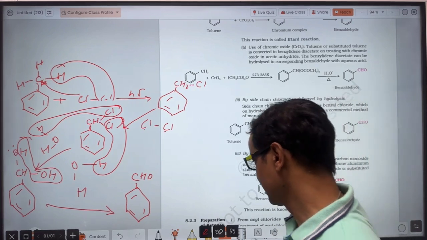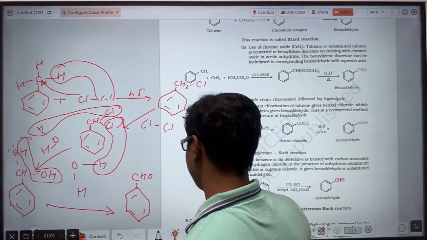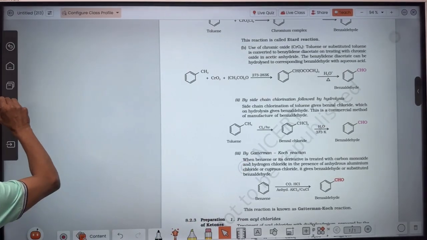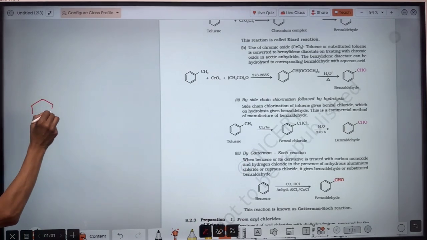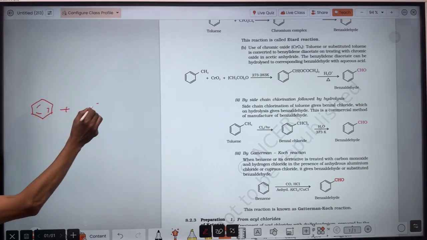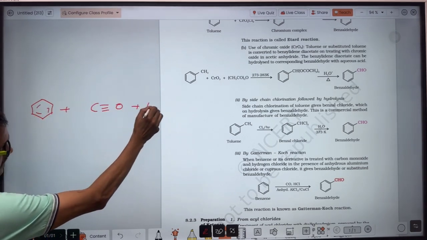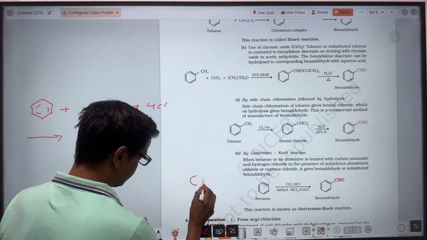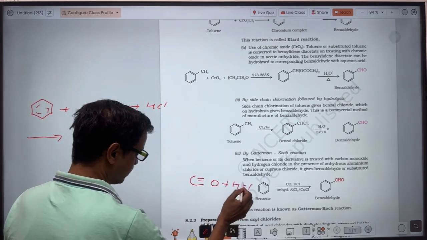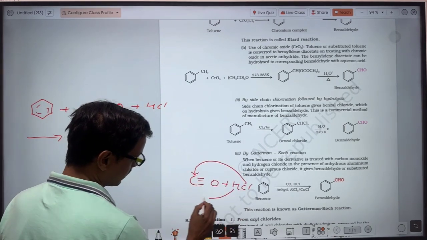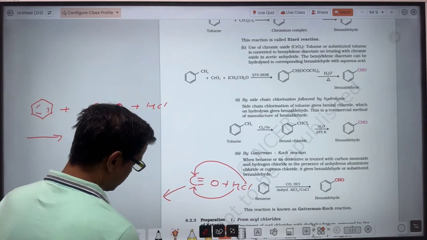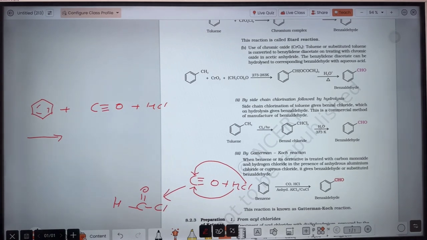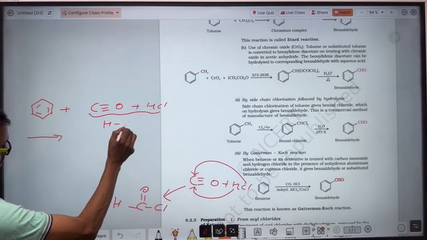Now let's see the next portion, the Gattermann-Koch reaction. What happens in the Gattermann-Koch reaction? Here, benzene reacts with carbon monoxide. The structure is like that. That reacts with HCl. So what happened here? In this case, carbon monoxide combined with HCl, then chlorine will get bonded to this carbon and this hydrogen also. So to maintain that, the structure will be like that. That is the structure that will form.